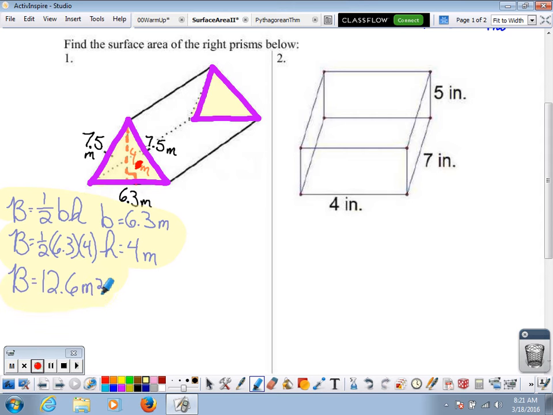I also need to find the perimeter of that base. So perimeter is equal to what? How do I find perimeter? What is perimeter, Khalil? Very good. Perimeter is the distance around. If you add up all the sides, that will give you perimeter. So, Khalil, what are the sides of that triangle?